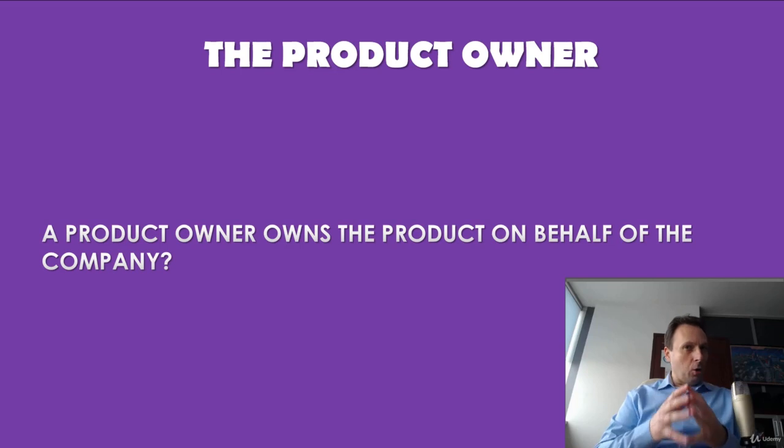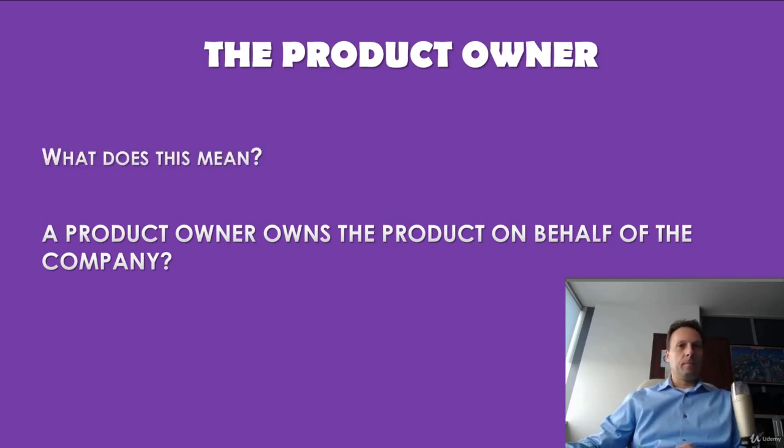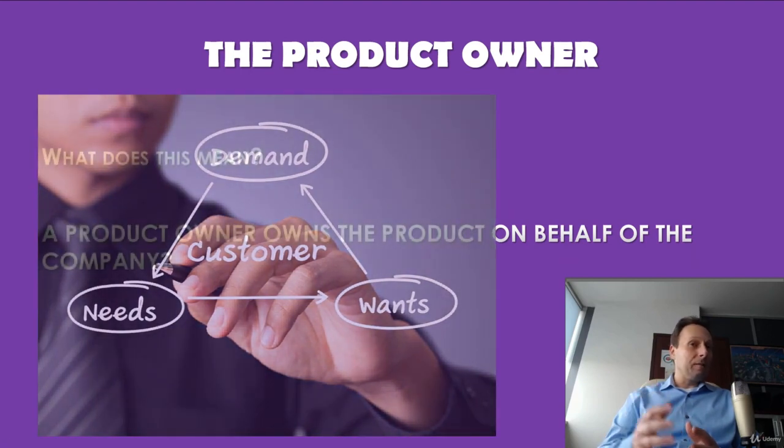Now, a product owner owns the product on behalf of the company. What does this mean? Let me explain this way. The product owner is the team member who knows what the customer wants and the relative business value of those wants. He or she can then translate the customer wants and values back to the Scrum team.